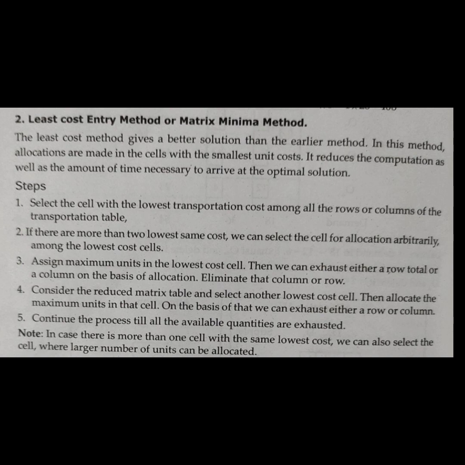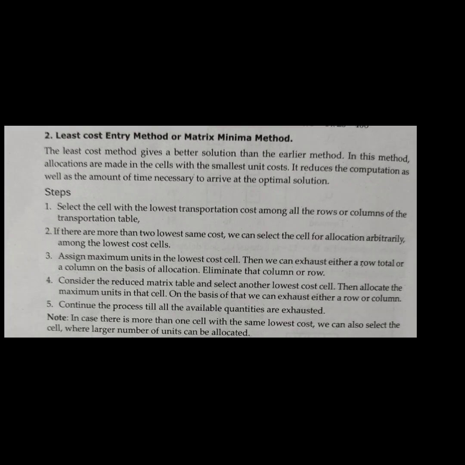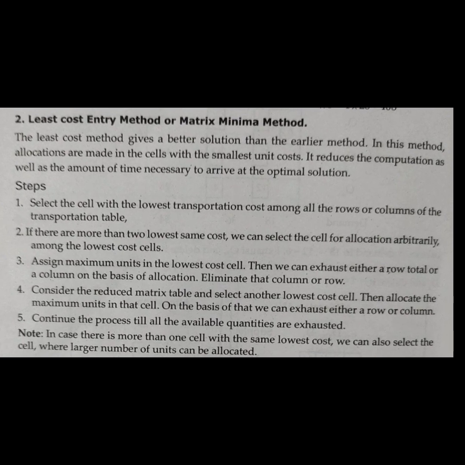The fourth step is to consider the reduced matrix table and select another lowest cost cell. Then allocate the maximum units in the cell. On the basis of that, we exhaust either a row or column. The fifth step is to continue the process till all available quantities are exhausted. In case there is more than one cell with the same lowest cost, we can also select the cell where a larger number of units can be allocated.